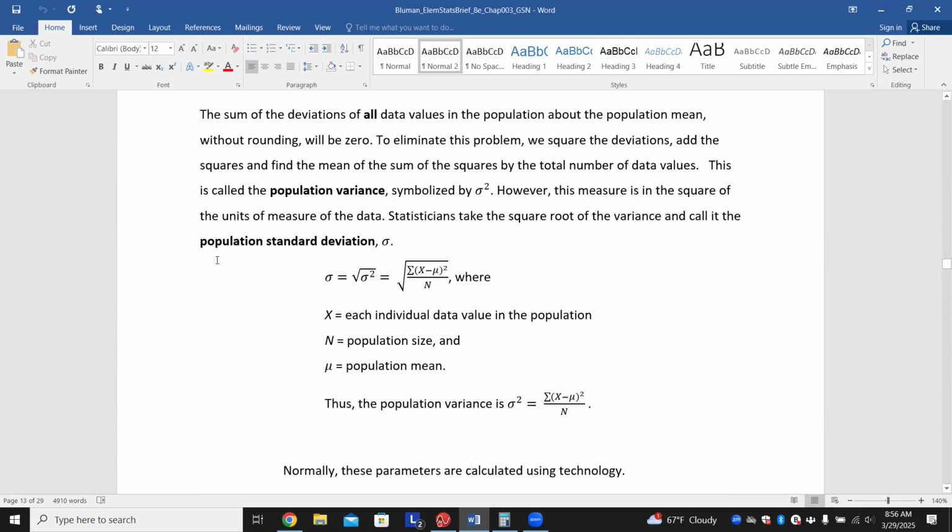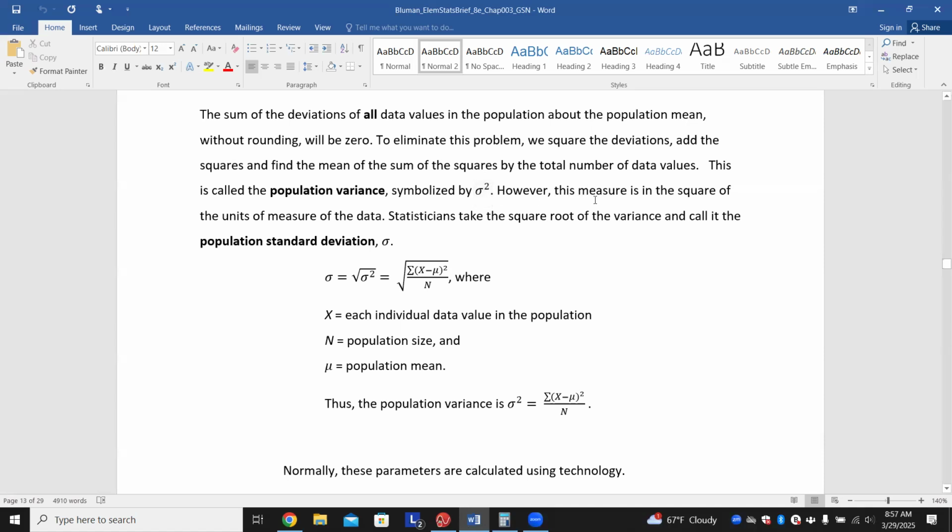So the sum of the deviations of all data values in the population about the population mean without rounding will be 0, meaning that that should be the most accurate data because it's all there on top of each other. To eliminate this problem, though, we square the deviations, add the squares, and find the mean of the sum of the squares by the total number of data values. This is called the population variance, symbolized with a lowercase sigma squared.